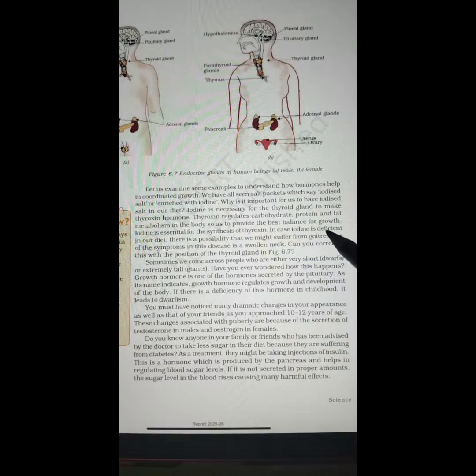In case iodine is deficient in our diet, there is a possibility that we might suffer from goiter. One of the symptoms in this disease is a swollen neck. Can you correlate this with the position of the thyroid gland in figure 6.7?